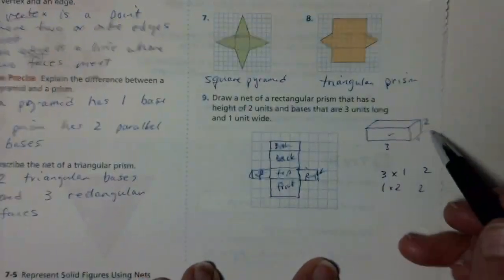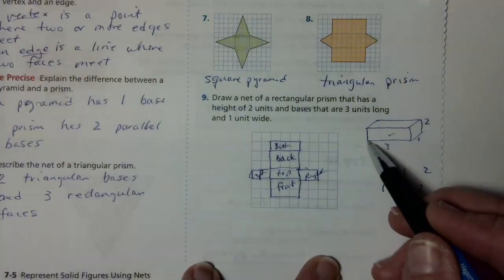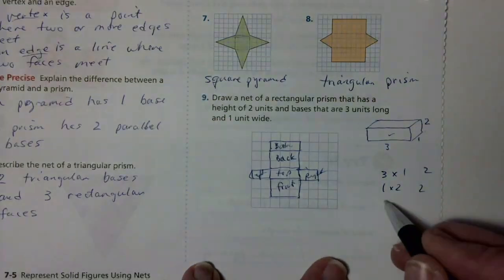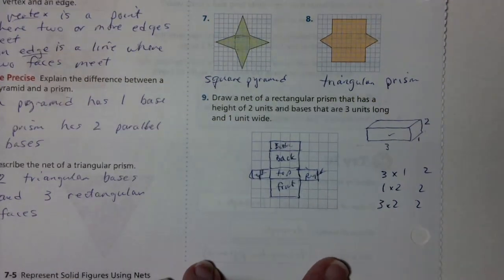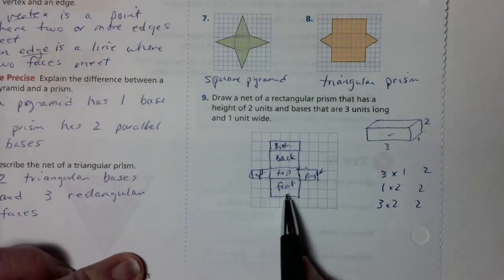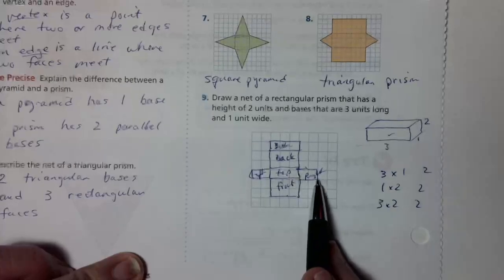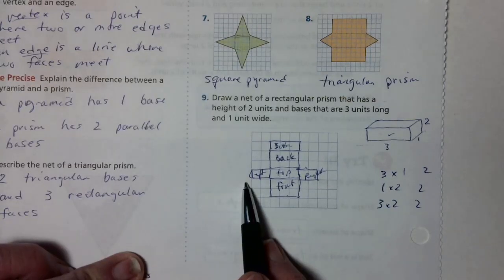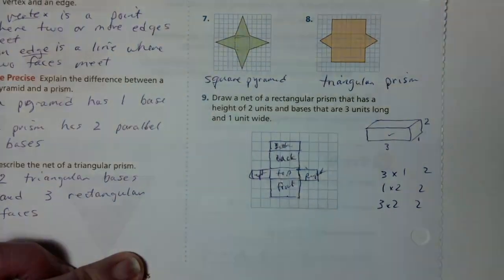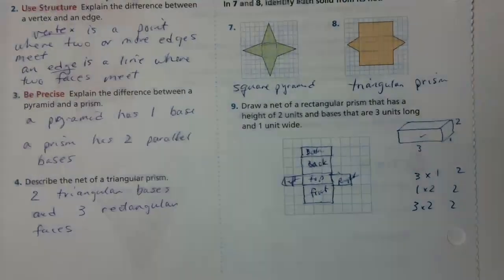And I need, let's see, this is a 3 by 2. I need 2 of those. So here's a 3 by 2, a 3 by 2. Here's a 1 by 2 and a 1 by 2. Here's a 3 by 1 and a 3 by 1. We got them all accounted for, and they're all hooked together.